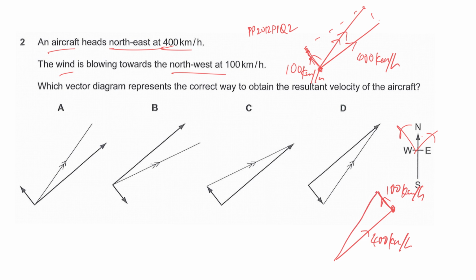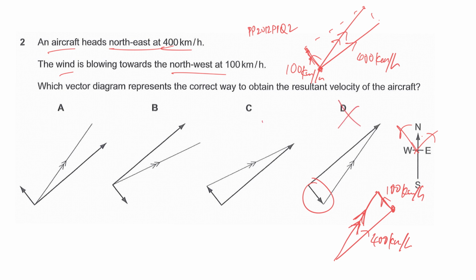So the resultant will be in this direction. If you look at the four options here, firstly, let's take a look at D. This portion here is wrong because the wind is in the northeast direction, which is in this direction, not downwards, southeast. Okay, so D is definitely wrong.